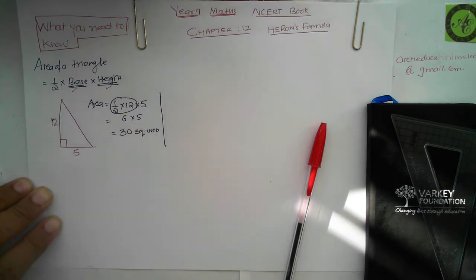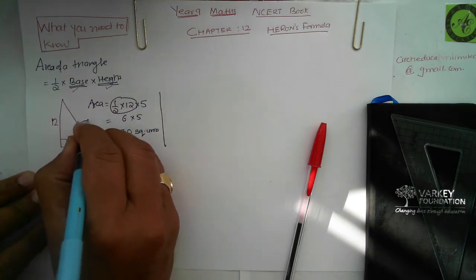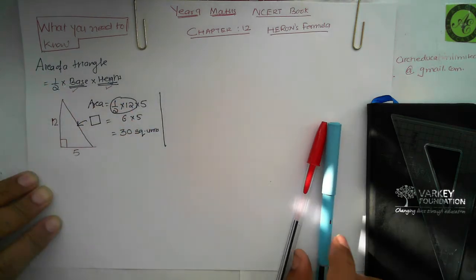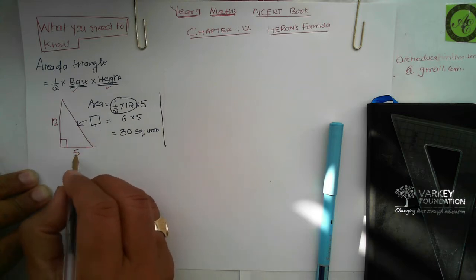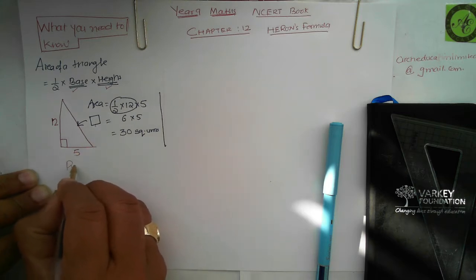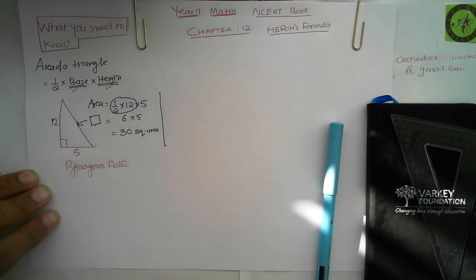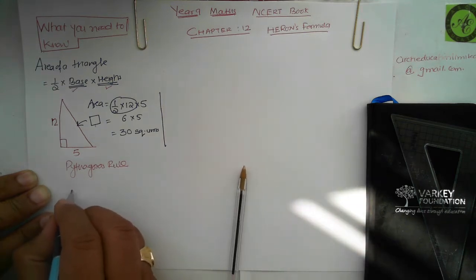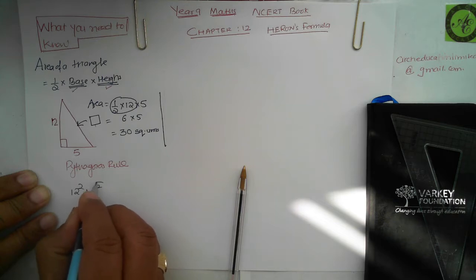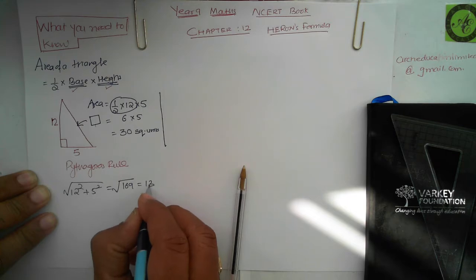Right. Another prerequisite you need to know, guys: can you find the length of this side? Which mathematical formula would you use? Come on, it begins with a P. It is the Pythagoras rule. I'm pretty sure you know this as well. So that will be the square root of 12 squared plus 5 squared, which gives you the square root of 169, which is 13.